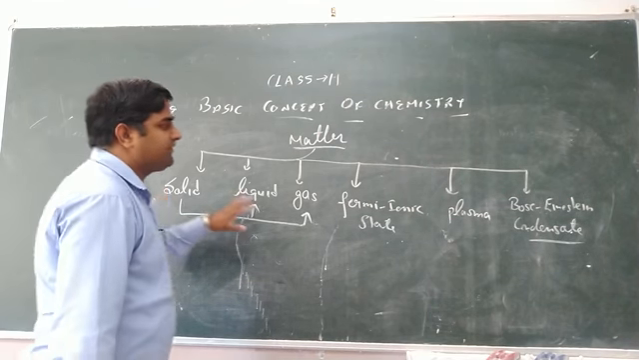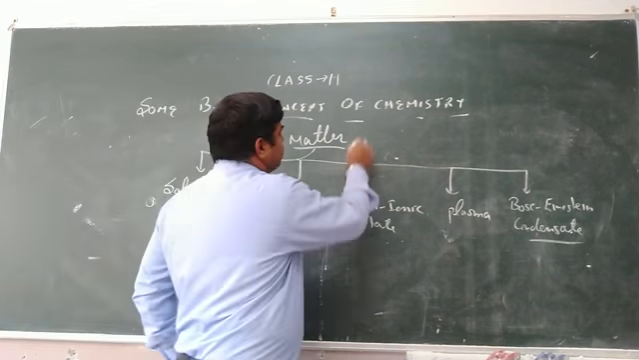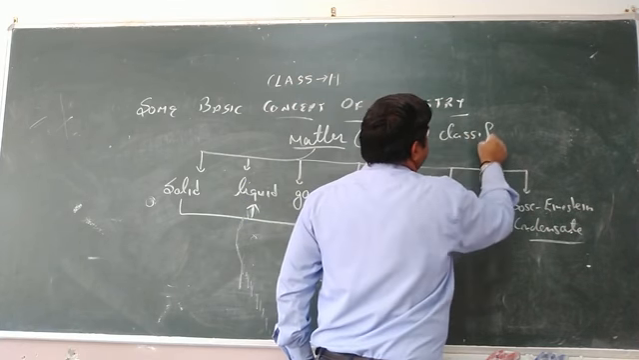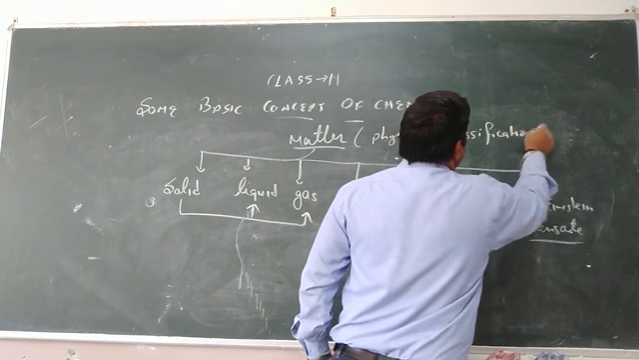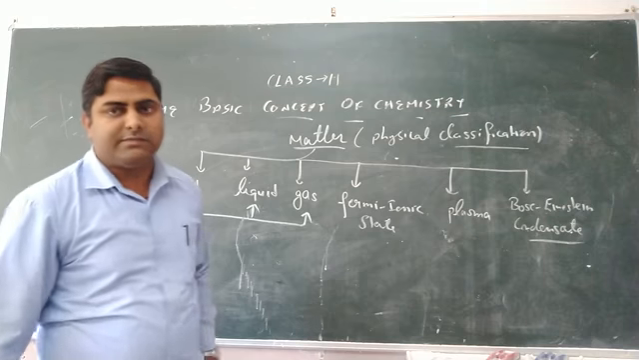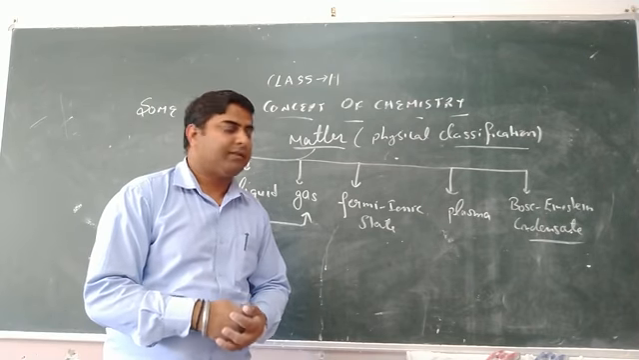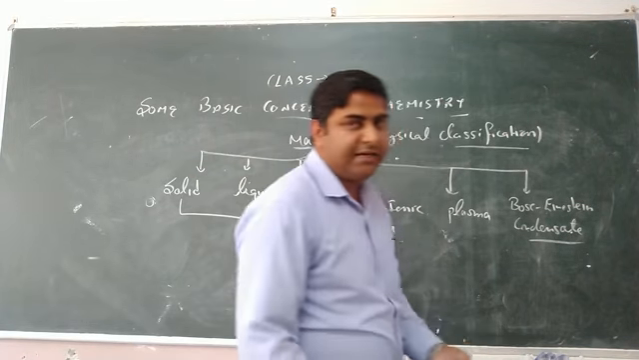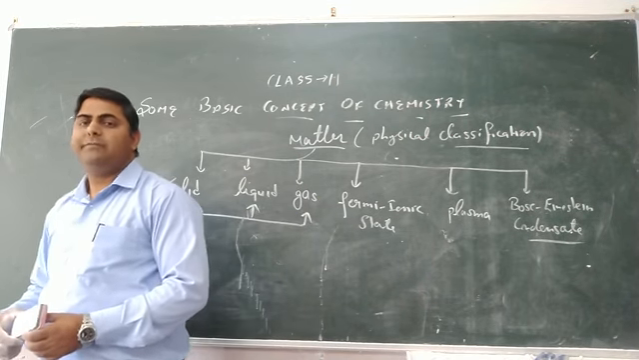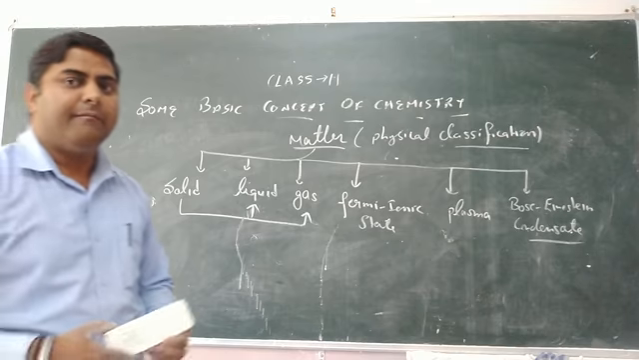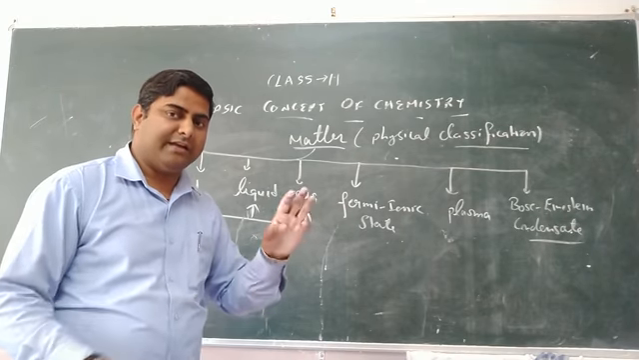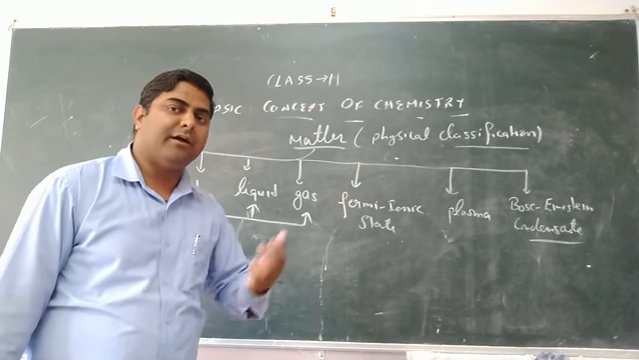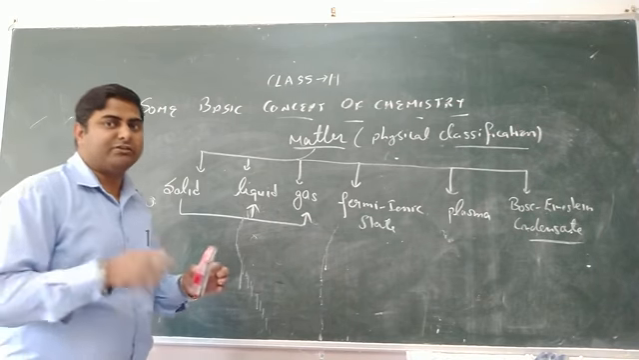This type of classification is also known as physical classification. Physical classification of matter deals with the physical state of the matter: solid, liquid, gas, Fermionic, plasma, Bose-Einstein condensate. Now, on the basis of chemical composition, matter is classified into 3 categories. One, elements, that is pure substances. Then compounds, and third, mixtures.